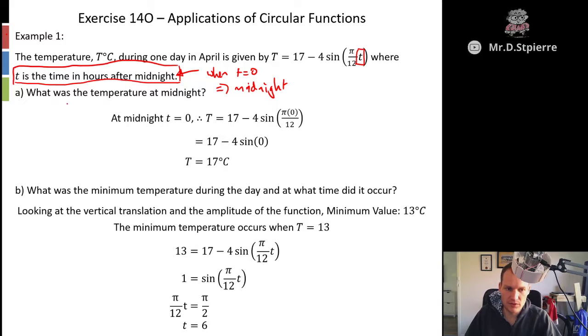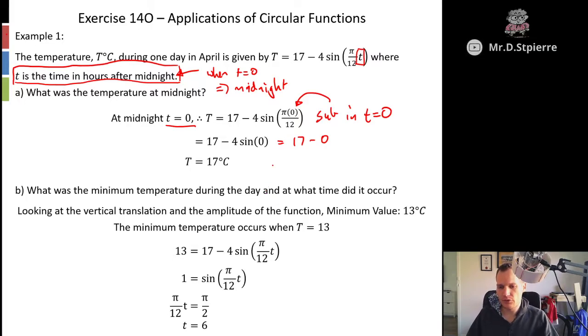And the very first question asks, what is the temperature at midnight? Well, midnight is t equals 0, so we substitute that in. We get temperature equals 17 minus 4 sine 0. Sine of 0 is 0, so that turns into 17 minus 0, so we get 17 degrees. Pretty straightforward. What was the minimum temperature during the day, and at what time did it occur?